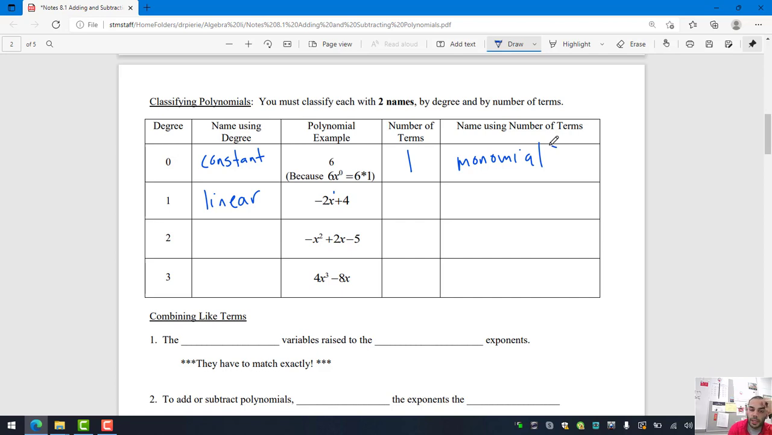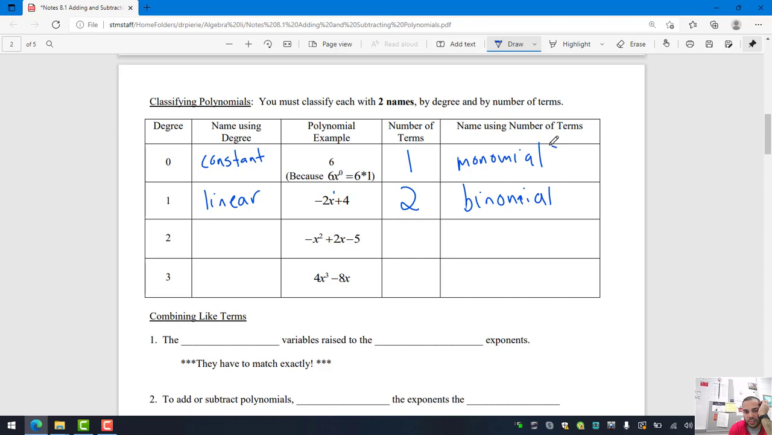It's linear, but it's a two-term polynomial. We've got negative 2x and we've got a 4 separated by addition. If you have a two-term polynomial, the official word we use to describe it is binomial. Bi means 2.